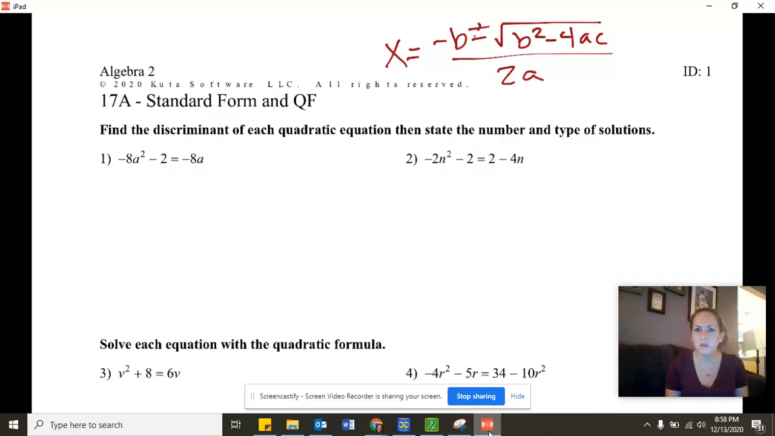It's a 2, not a z. It's kind of like a z, but it's supposed to be a 2. Okay, so the first questions are asking about the discriminant, which is just the part under the square root.